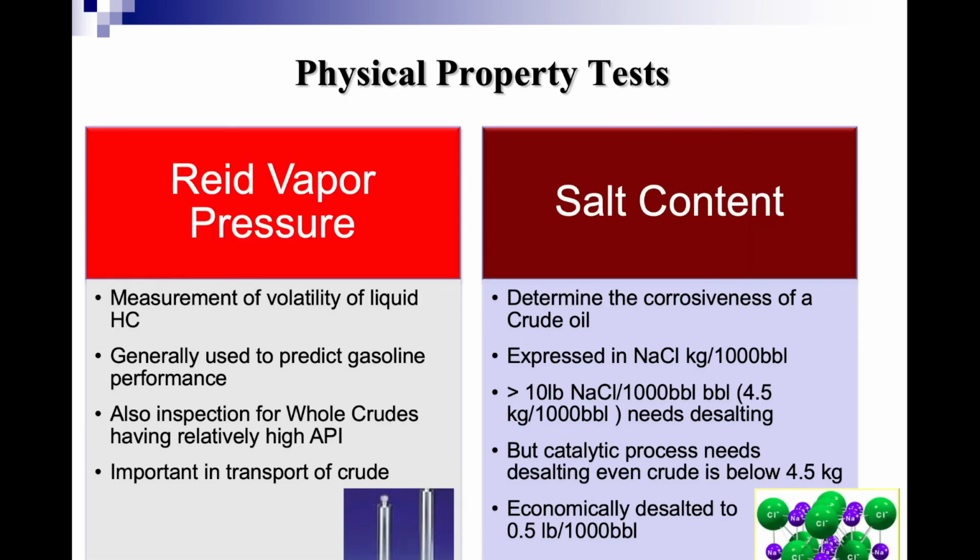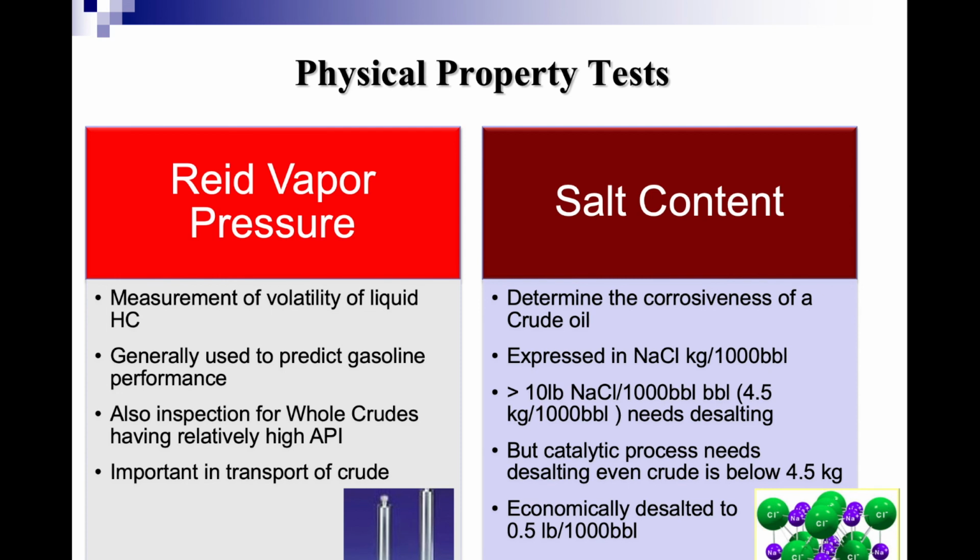The next one we have is Reid vapor pressure, which is a measurement of the volatility of liquid hydrocarbon. It is generally used to predict gasoline performance. Also, it is an inspection for whole crudes having a relatively high API, which is really important in the transport of the crude oil. Next one, we have salt content.